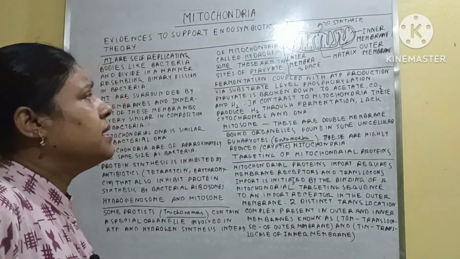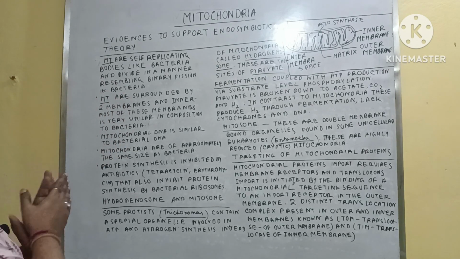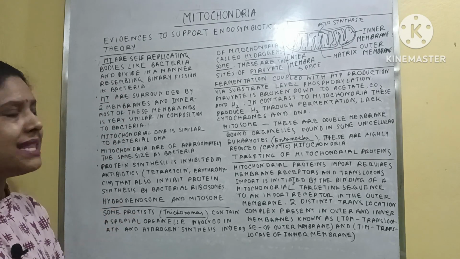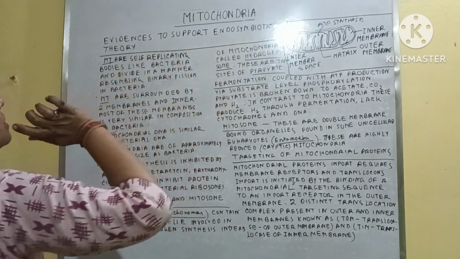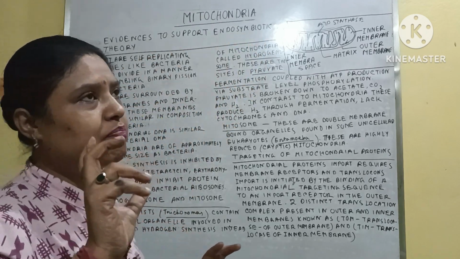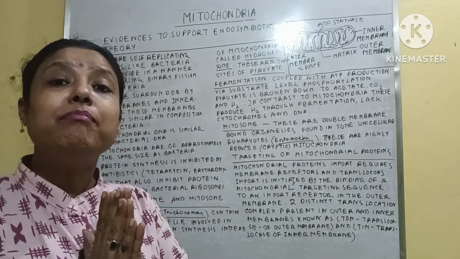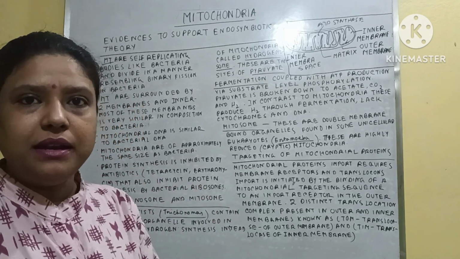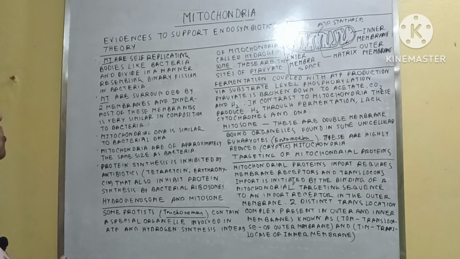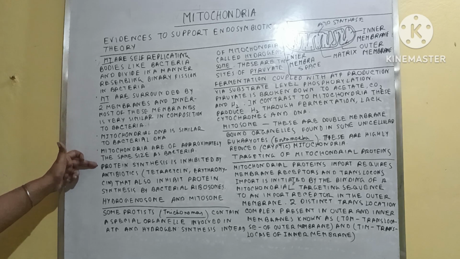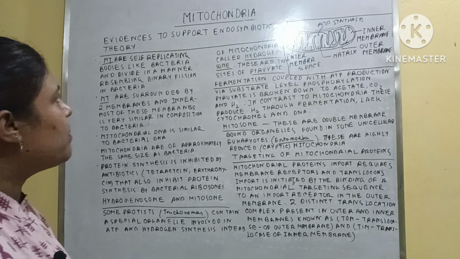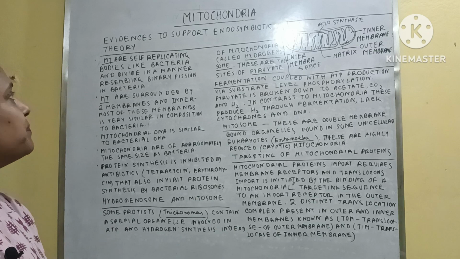So let's continue the mitochondria. In the first part, we learned that mitochondria generally developed from endosymbionts, or a symbiotic cell. Here I have written some evidences for why mitochondria are said to have developed from endosymbionts.